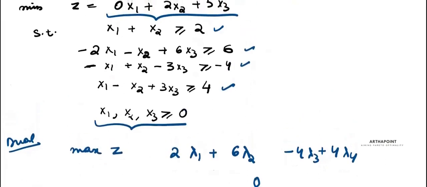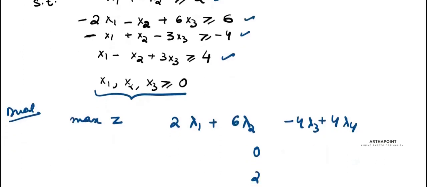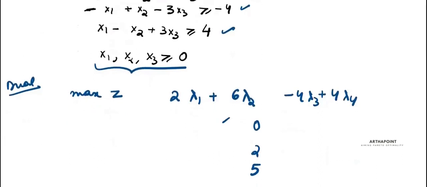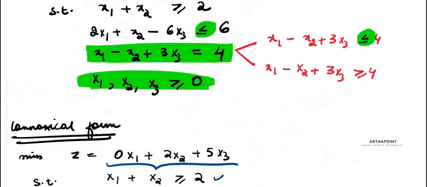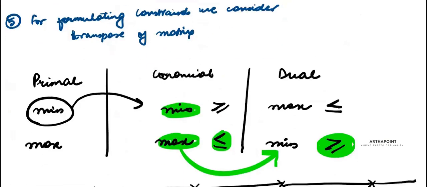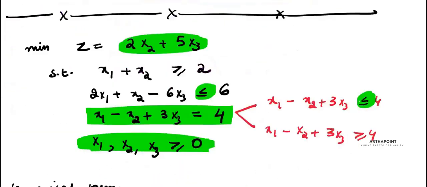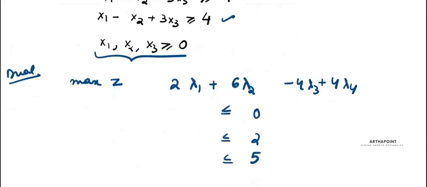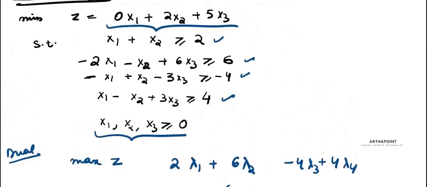Since I am maximizing, I know that all my signs would be, according to the maxima function, less than or equal to, less than or equal to, less than or equal to, less than or equal to. Again, you have to refer to the same thing, that because it is maxima in the dual, it will be less than or equal to here. So this is what we will follow. And then simple, you have to just transpose this matrix.